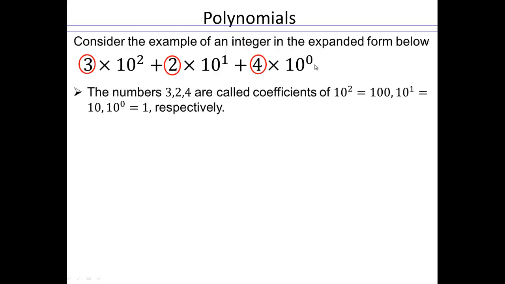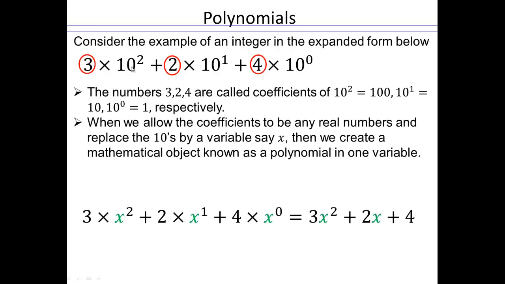And we said that the numbers 3, 2, and 4 are called the coefficients. 3 is the coefficient of 100, or 10 squared, 2 is the coefficient of 10 to the 1, and 4 is the coefficient of 10 to the 0.